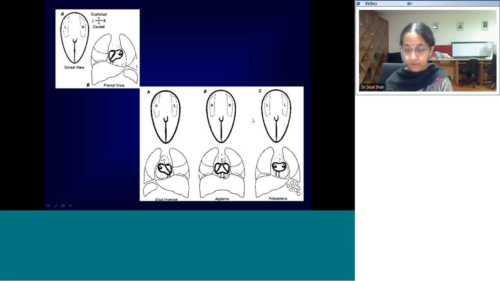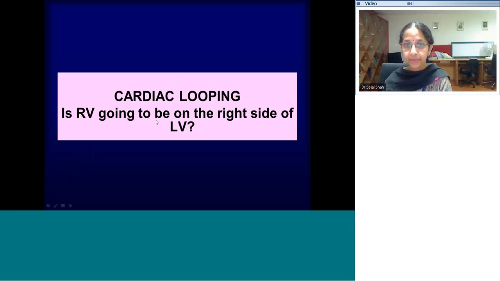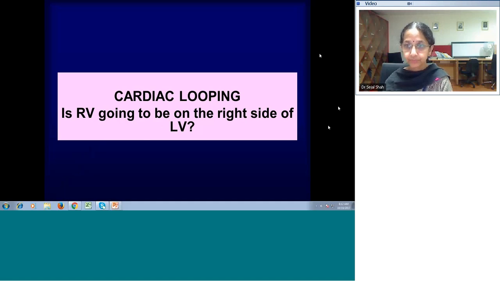Related to the position of the heart, we will take it along with the looping of the heart because there is some correlation with the looping of the heart. So now, after understanding what causes atrial situs solitus, we go to the next step, which is the cardiac looping. Cardiac looping means whether the RV is going to be on the right side of the LV, which is called a d-looped ventricle, which is normally present in a levocardic heart with atrial situs solitus.